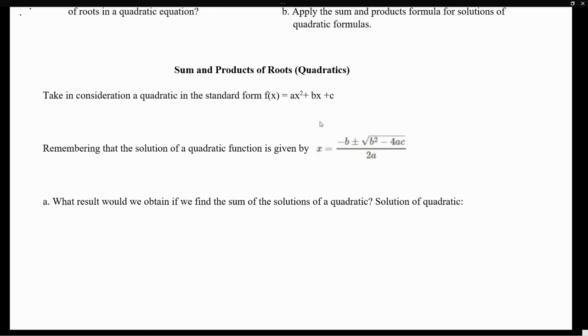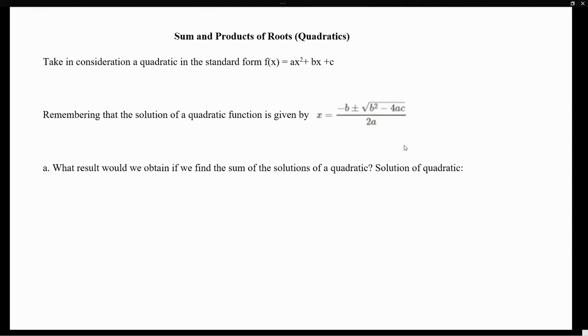Remember from your previous classes that to solve quadratics, we can use the quadratic formula. The quadratic formula is written as minus b plus or minus the square root of b squared minus 4ac, divided by 2a. What we want to do is develop a formula which we can use to find out what would happen if we added the solutions for any quadratic, and what would happen if we multiplied the solutions.